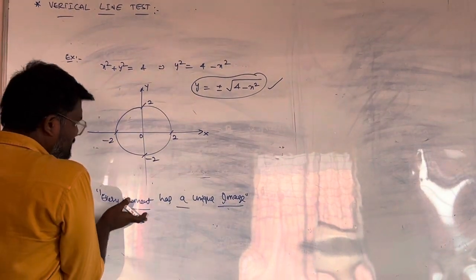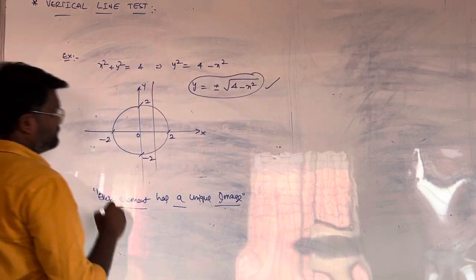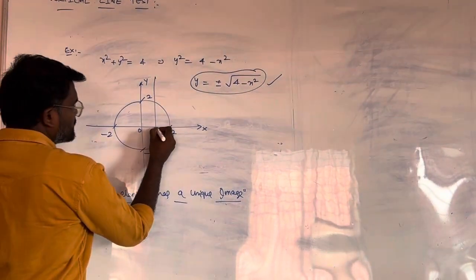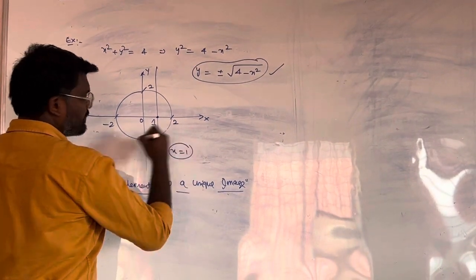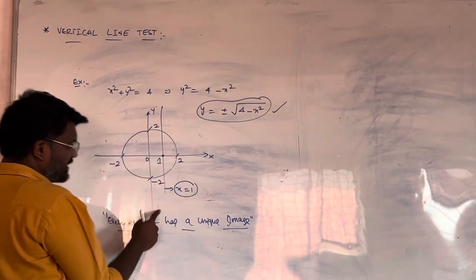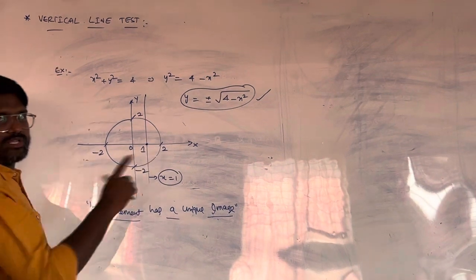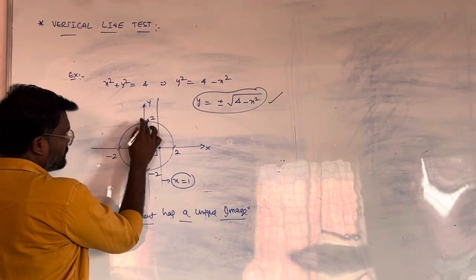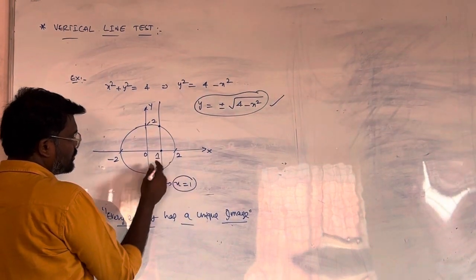Now to connect this definition to the vertical line test, let's draw one vertical line which is parallel to the y-axis. Let's take this one as m1, x equal to 1. Now we need to check whether this vertical line is intersecting the curve at one point or more than one point. If you observe, obviously this one intersects the given curve at 2 points.